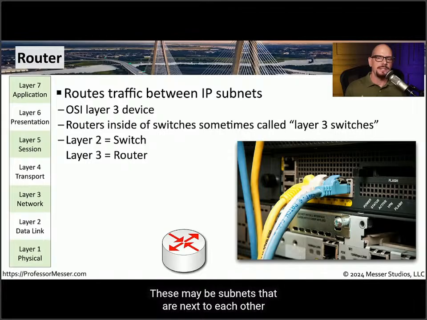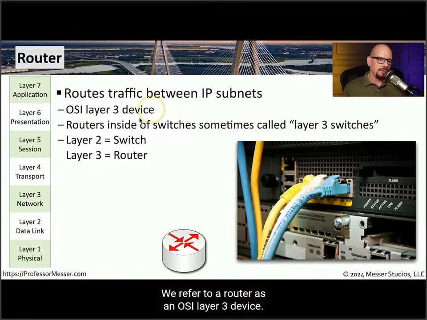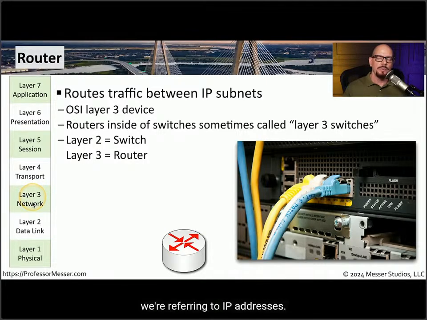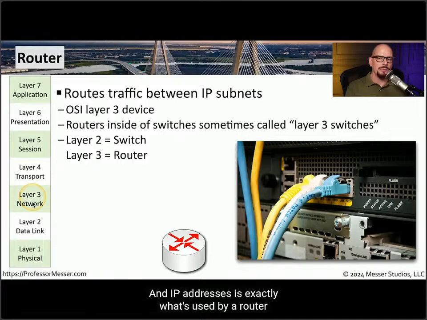These may be subnets that are next to each other in the same data center, or these IP subnets may be located in different parts of the world. We refer to a router as an OSI Layer 3 device. At the OSI Layer 3 or network layer, we're referring to IP addresses, and IP addresses is exactly what's used by a router to be able to determine the next hop for this information.